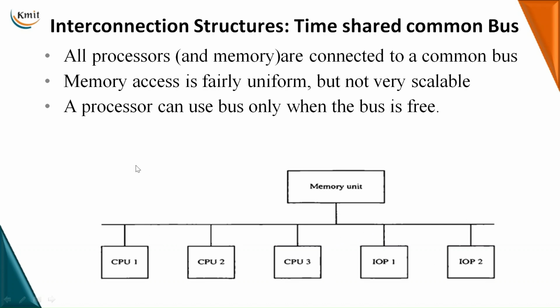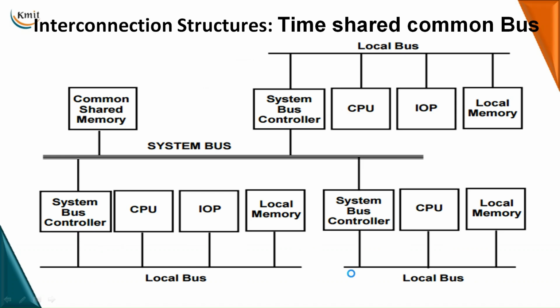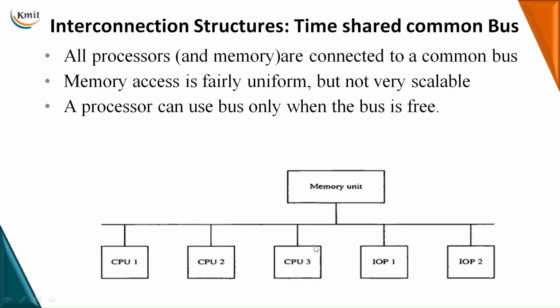A processor can use the bus only whenever the bus is free, which means that only one processor at a time is allowed to access the bus. So for example, if CPU1 wants to access the memory unit, then all the remaining processors, CPU2, CPU3, IOP1, IOP2, have to go into an idle state. Similarly, if CPU1 wants to communicate with CPU3, only CPU1 can access the bus in order to communicate with CPU3, whereas the remaining processors, CPU2, IOP1 and IOP2, have to go into an idle state.